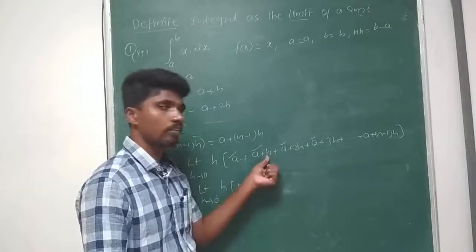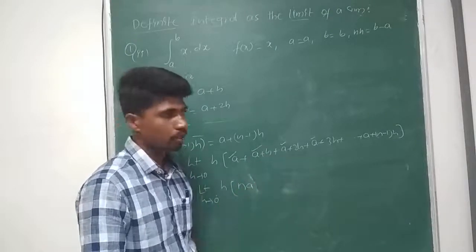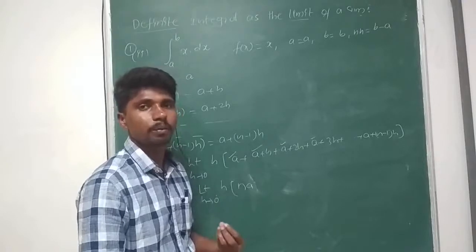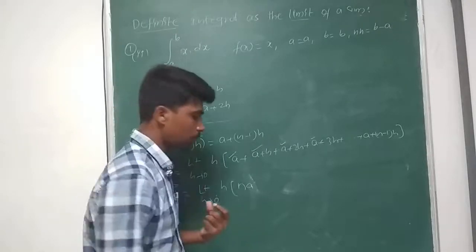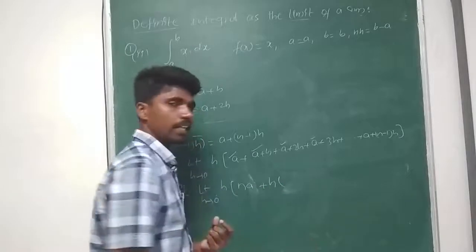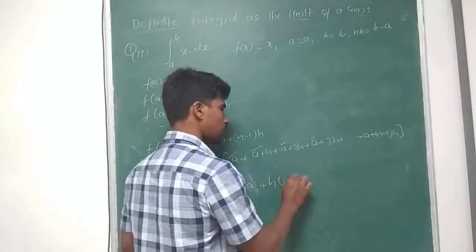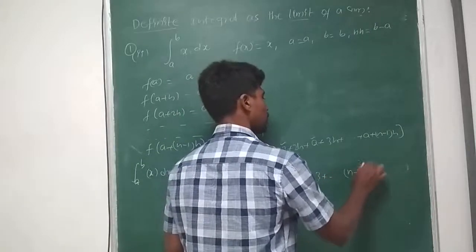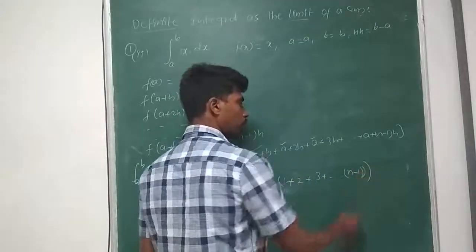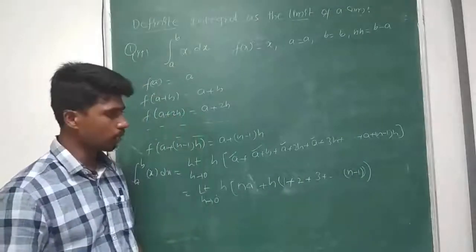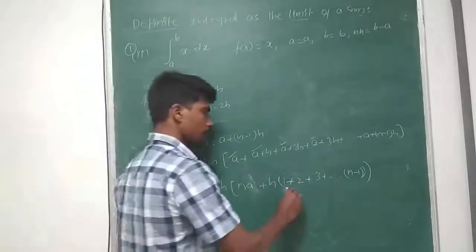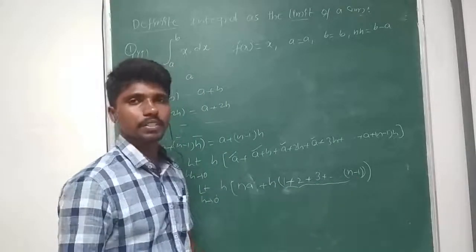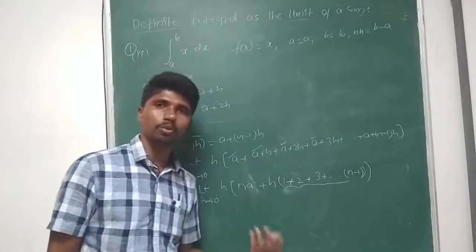See, h I have, the next term contains 2 h's, so the sum of n minus 1 h's. If I take h common, I get 1 plus 2 plus 3 plus, and so on, n minus 1. This gives the sum of the first n minus 1 natural numbers, which is n minus 1 into n by 2.